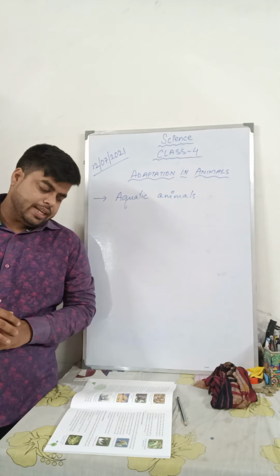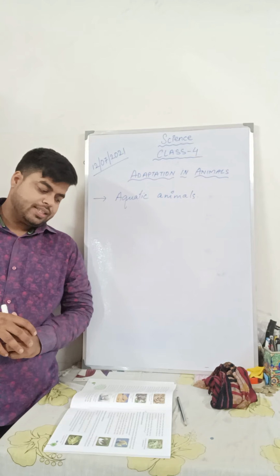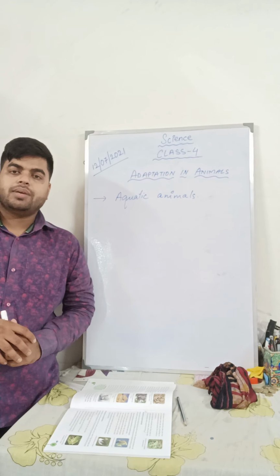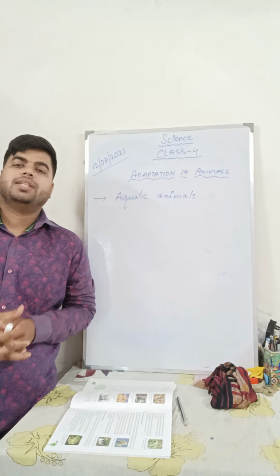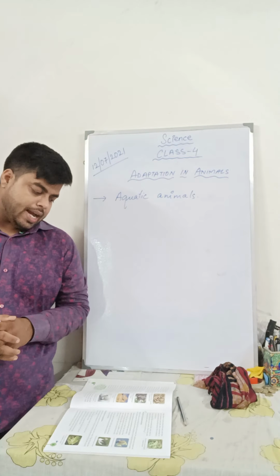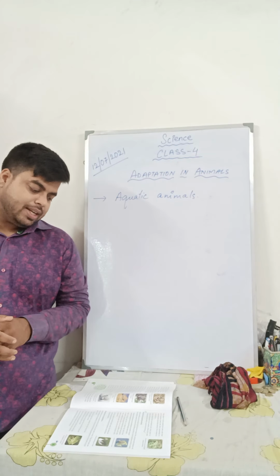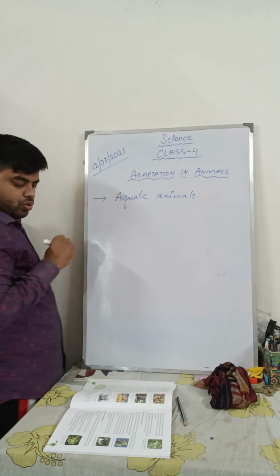Aquatic animals are the animals that live in water. Fish, seahorse and octopus are some aquatic animals. So these are some aquatic animals which live in water. Let us see what are the changes, what are the features they possess so that they can survive in water. Number 1. Aquatic animals have a streamlined or spindle shaped body that helps them to move through water easily.